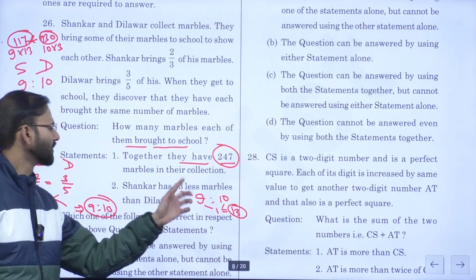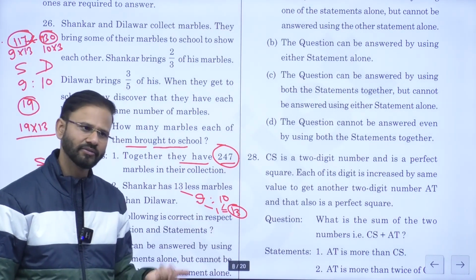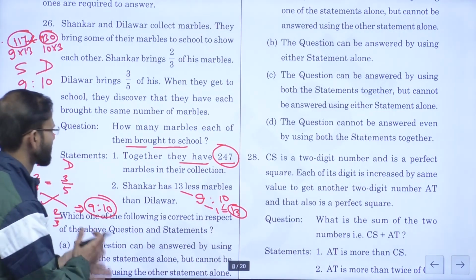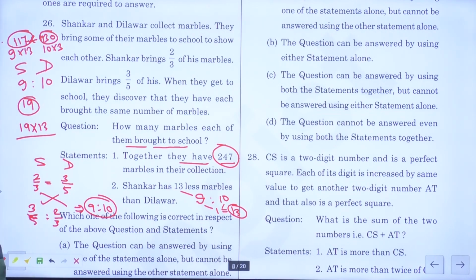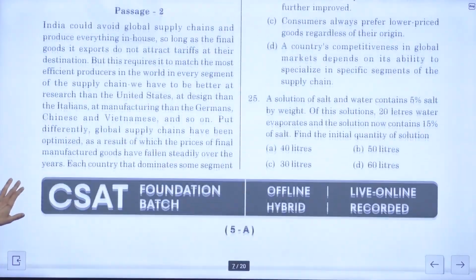So 13 means their shares are 117 and 130. Fine. So this question can be solved from either statement, from 1 alone or from 2 alone. Okay everybody, now let's move to the next question.